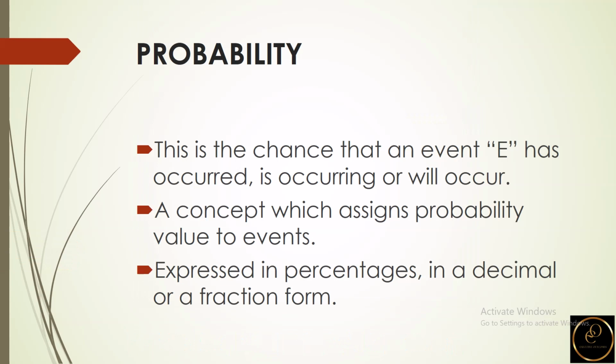What is probability? Probability can be described as the chance that an event E has occurred, is occurring, or will occur. So this concept assigns probability values to events, and it is expressed in the form of percentages. It can be expressed as a decimal, or indeed in fractional form.